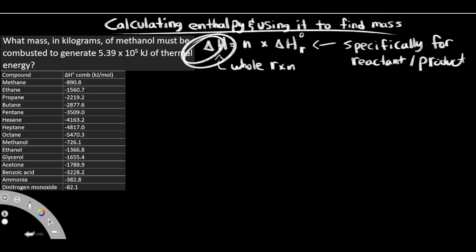The answer is going to be for the whole reaction. Why? Because the question doesn't state that this numerical value of energy is per mole of a specific reactant or per mole for a specific product. It just in general states that it's going to generate this much thermal energy. So a big value like this, in general statement, we need to put it for the whole reaction. So I'm just going to write 5.39 times 10 to the 5 kilojoules, and it's going to equal our amount of moles.